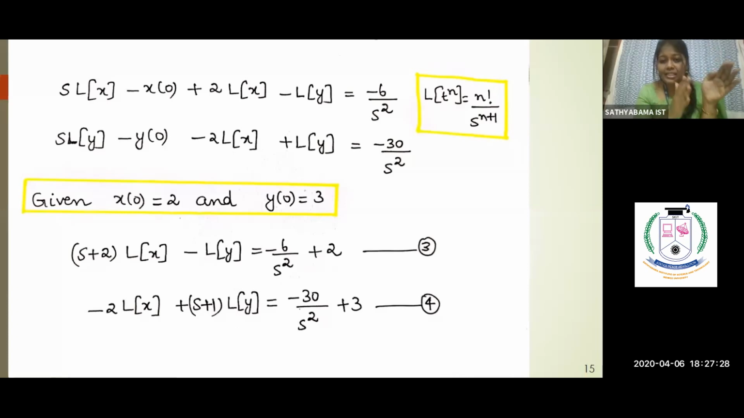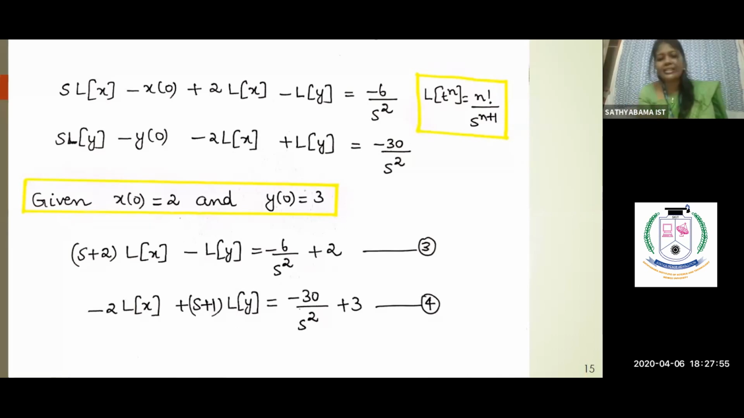First write the L of x term. I have only one L of x term, minus 2 into L of x. So I've written that. Plus, how many L of y terms do I have? I have 2 L of y terms in the second equation. So bring them together. s L of y plus L of y can be written as s plus 1 into L of y. That's what I've written in the last step, equal to minus 30 by s square plus 3. How did I get this plus 3? Minus y of 0 is minus 3.